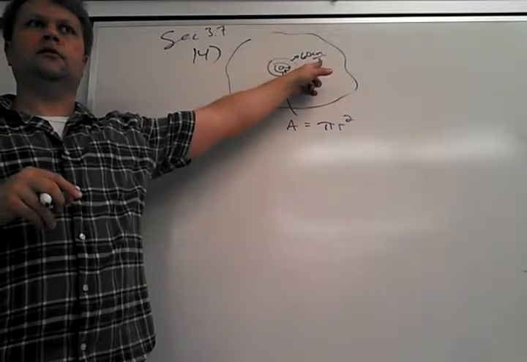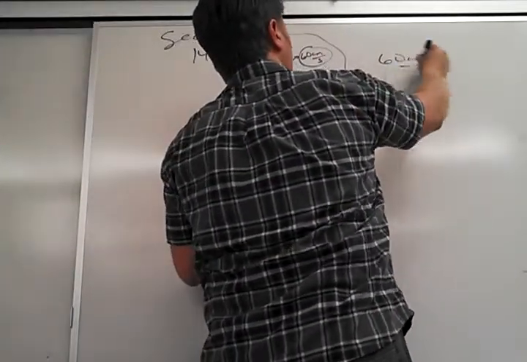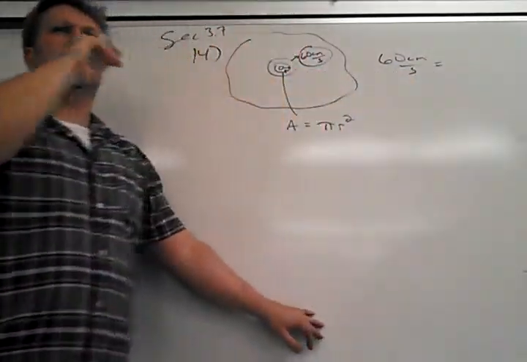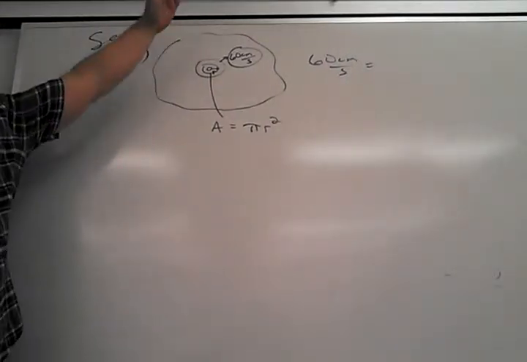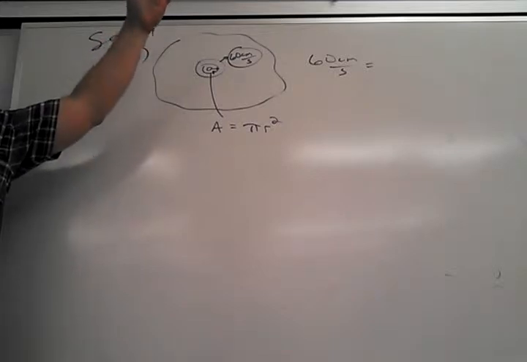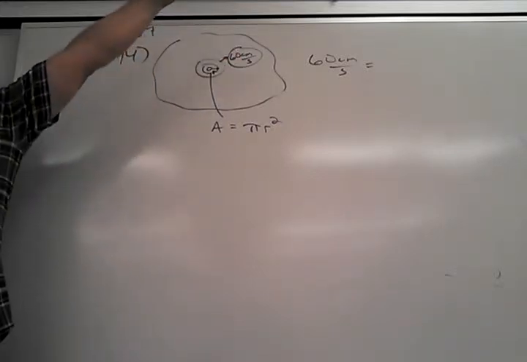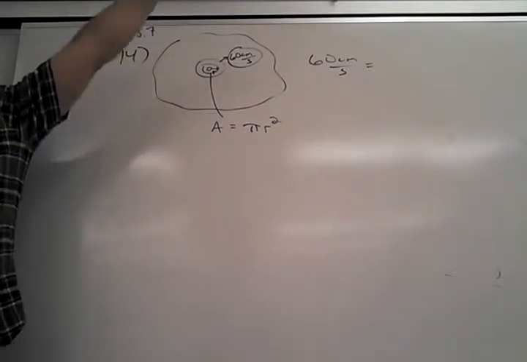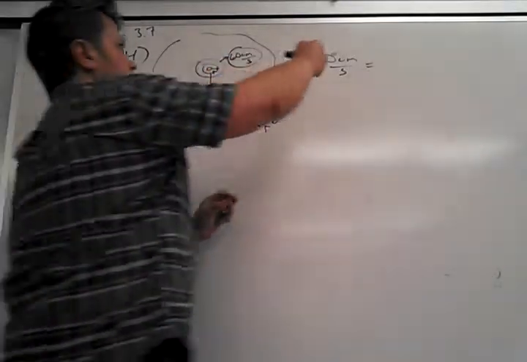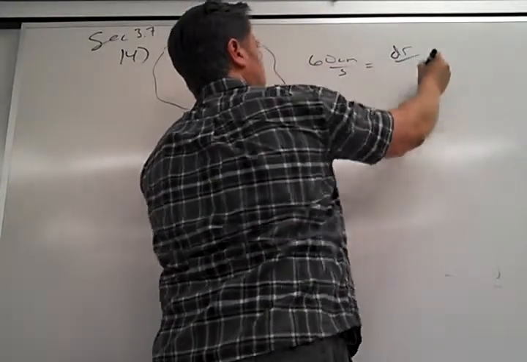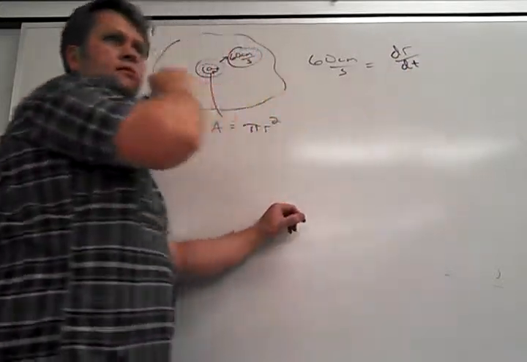Kind of with me? So really, this 60 centimeters per second, can you identify what that is in symbols? What's changing as it goes out? What's directly changing? I know the area is changing, but what does that 60 directly relate to? The radius, right? One second later, the radius is 60 more centimeters than it was before. You with me? Okay, so that's the change in radius with respect to time.